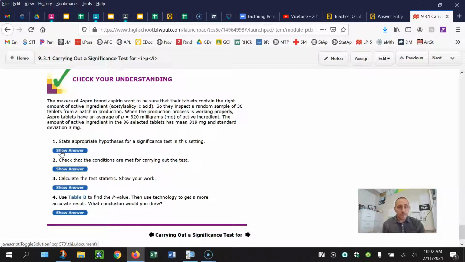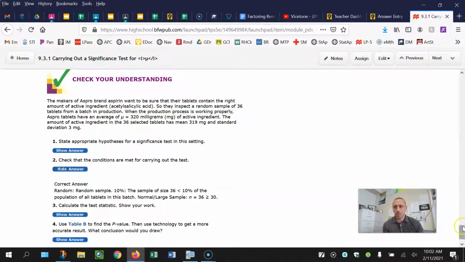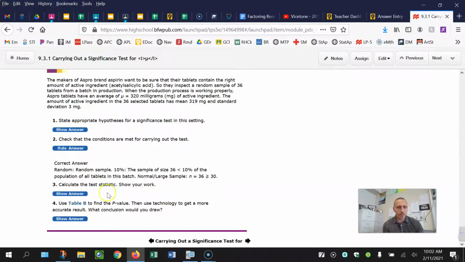S, 36 is greater than or equal to 30, so the central limit theorem applies. The sampling distribution is going to be approximately normal. We can do a one sample t test. They didn't actually get into that yet. I guess I'll formalize that later.